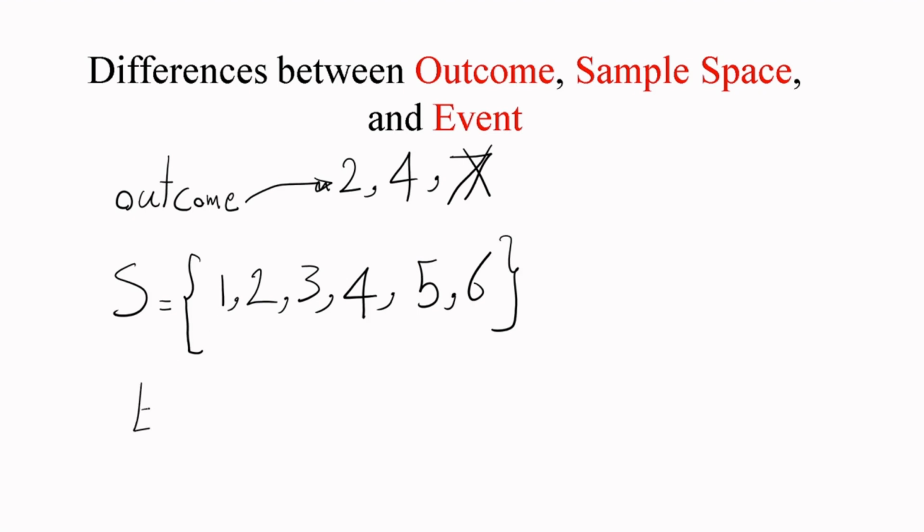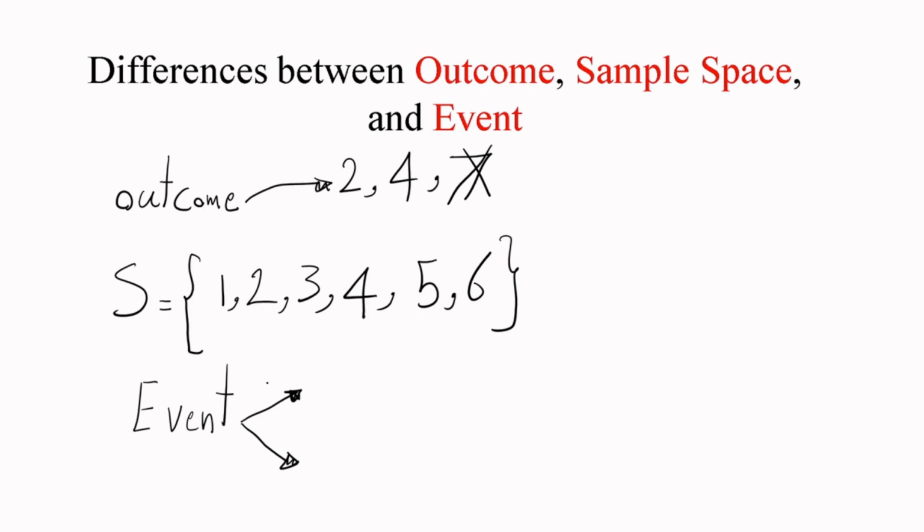What about event? This is the challenging part because students cannot mention the differences between event and outcome. First of all, an event can have one outcome or can have more than one outcome. And the main difference between event and outcome is that an event is the outcomes that we are interested in. We want them to happen, okay? It is a specific outcome that we want to happen.